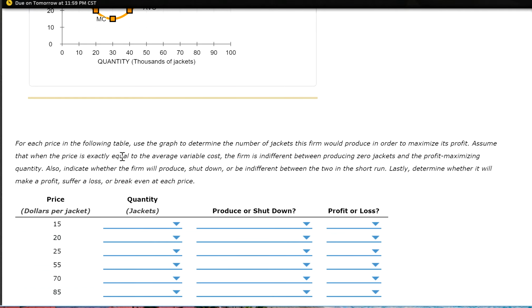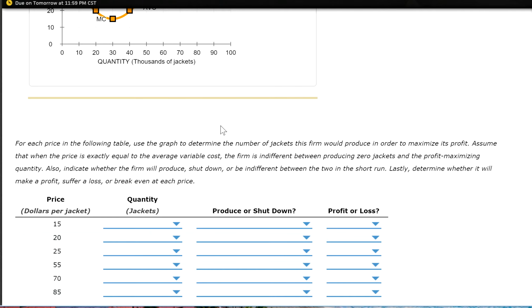Assume that when the price is exactly equal to the average variable cost, the firm is indifferent between producing zero jackets and the profit-maximizing quantity. Also indicate whether the firm will produce, shut down, or be indifferent between the two in the short run. Lastly, determine whether it will make a profit, loss, or break even at each price.